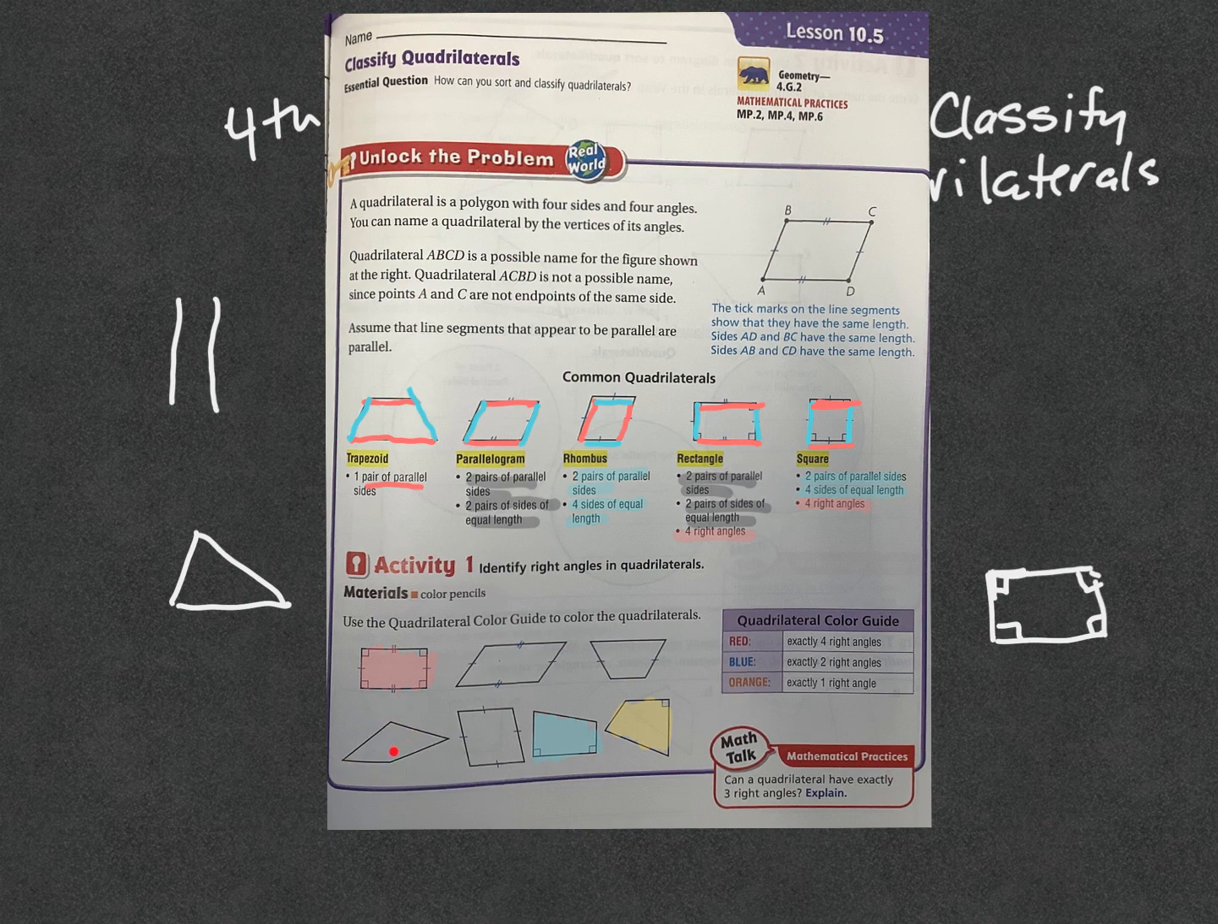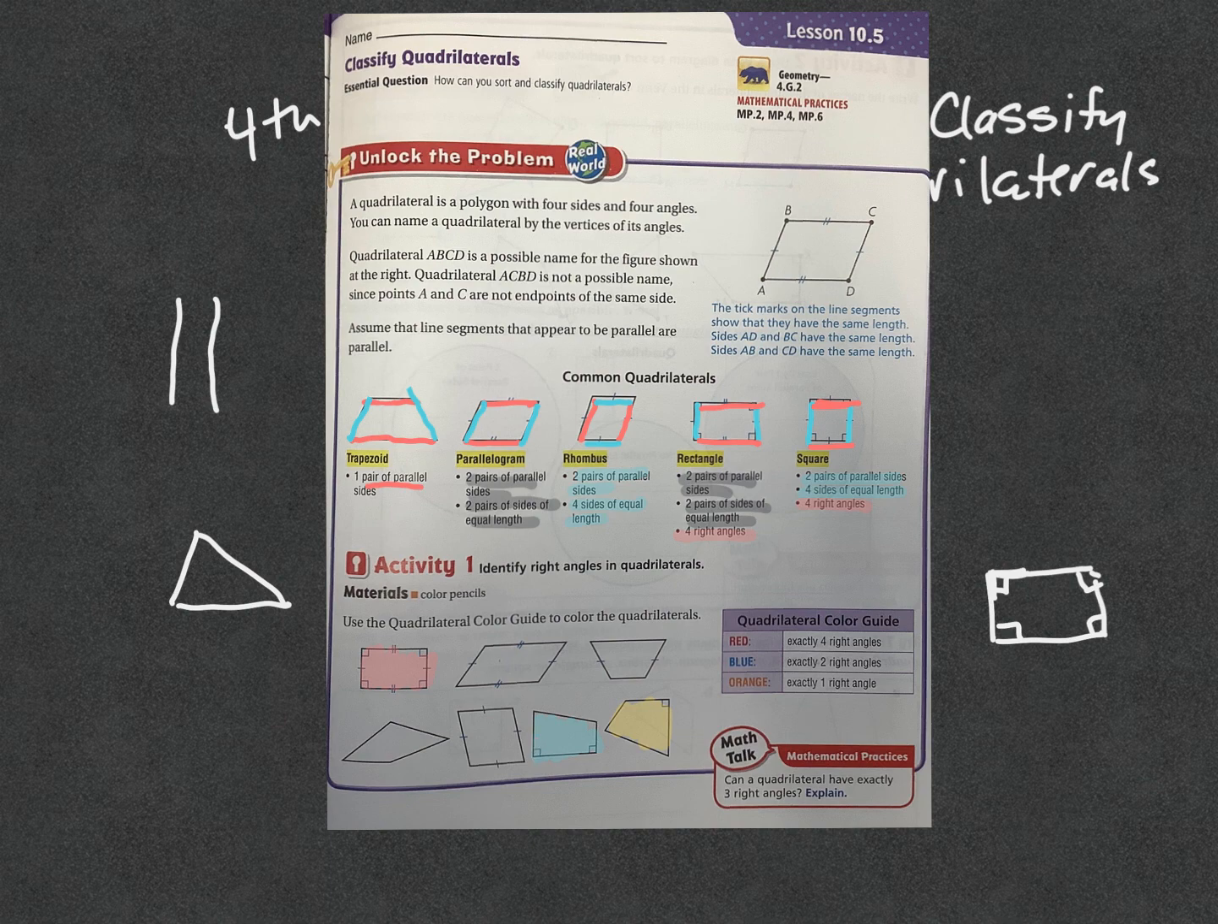This one has no equal sides and no parallel sides. I don't even know what I'd call this one. I don't think it falls under any of these. Something else. We have parallel, parallel. That's 1 set. Parallel, parallel. That's 2 sets. Equal, equal, equal, equal. So 4 equal sides. No right angles. So this one would fall as a rhombus.